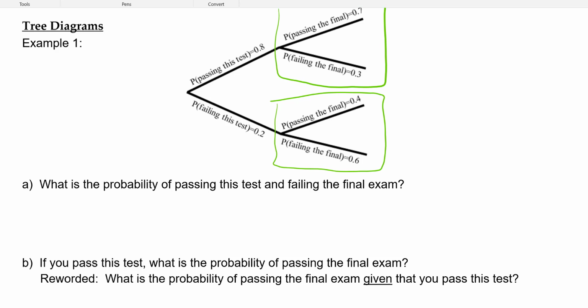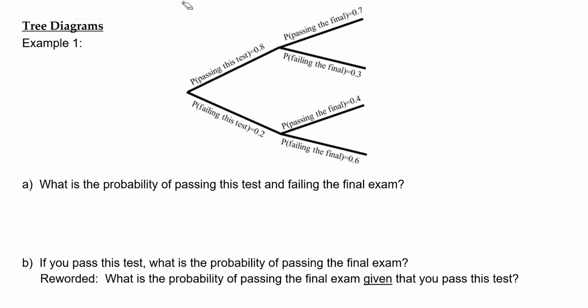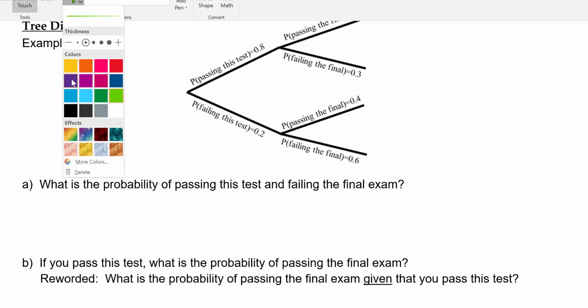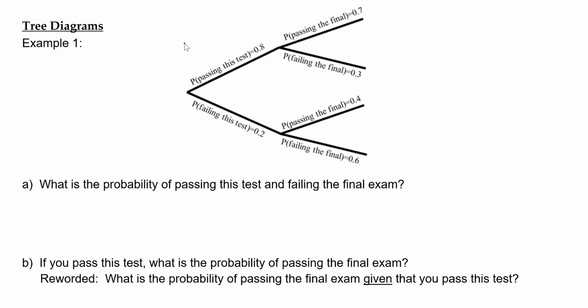So let's do this one now. Let me erase that part there. Okay. And we'll go with a nice purple color. I like it when I get to choose my colors. Okay, cool. So remember our probabilities. You have ands and ors. And means you multiply, or means you add. Pretty important concept here, okay?